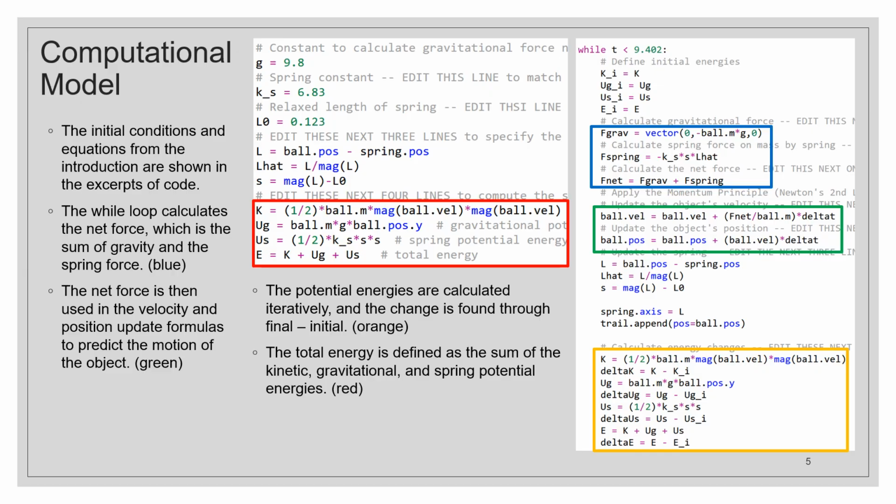Here is the code used for the computational model to predict the object's motion. The initial conditions and equations from the introduction are shown in the excerpts of code. The while loop calculates the net force, which is the sum of gravity and the spring force. The net force is then used in the velocity and position update formulas to predict the motion of the object. The potential energies are calculated iteratively, and the change is found through final minus initial. The total energy is defined as the sum of the kinetic, gravitational, and spring potential energies.